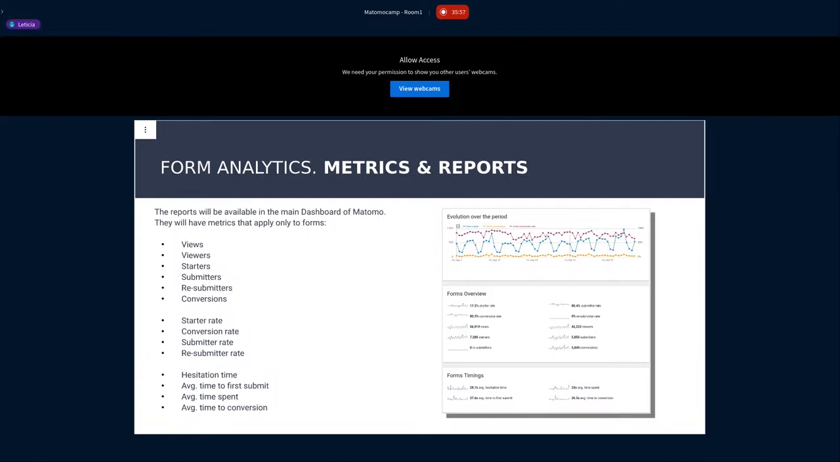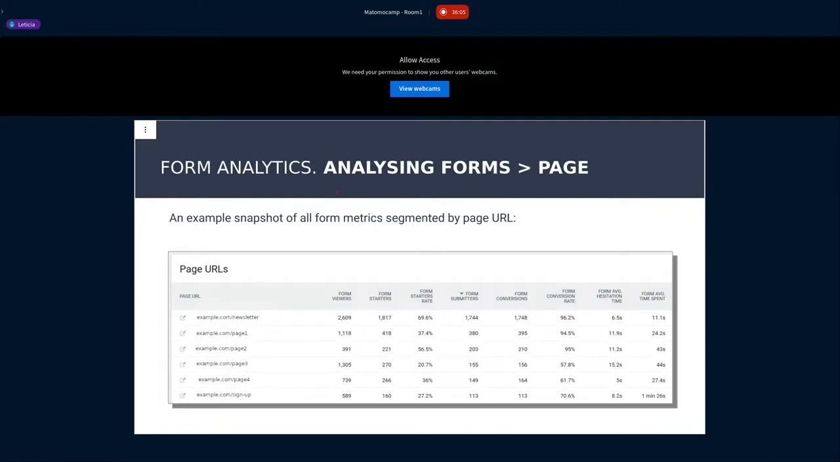These metrics are going to be available in all the form reports, and the main report that we find when we are in this section is a report where we can find all the main form metrics broken down by page. This page URL report shows us all the important metrics for each page where this form is embedded. This lets us see if users interact differently with the same form on different pages.